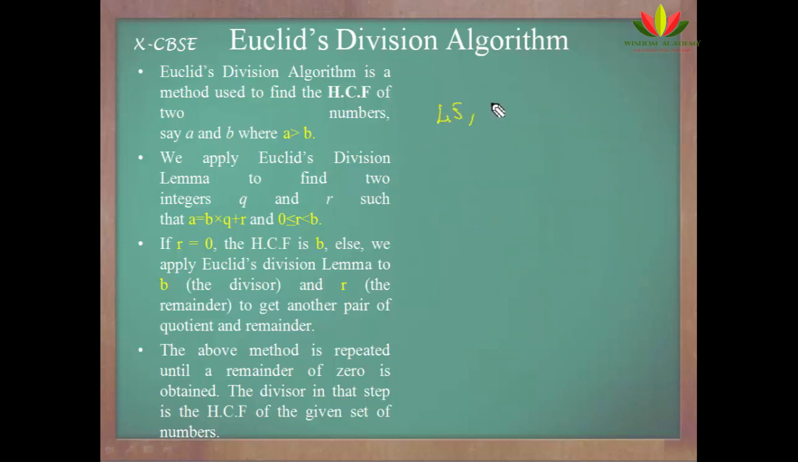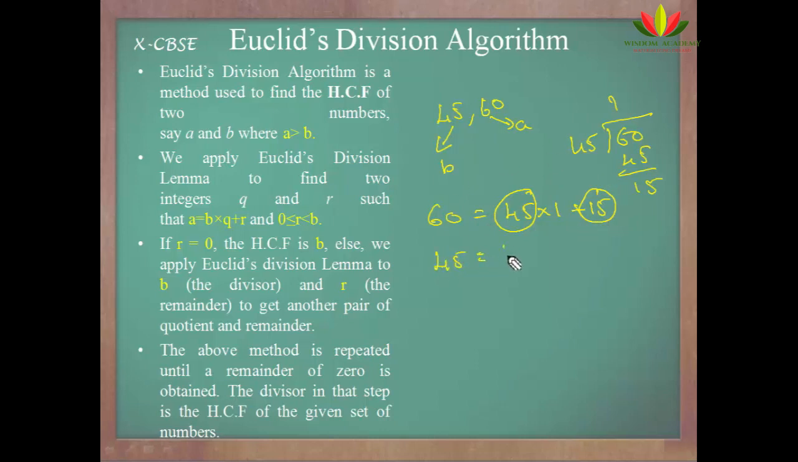Take 45 and 60. If I take these two numbers to find the HCF, what will be my A? The largest number is A, so 60 is A, and the smallest number will be 45, so it is B. So now I will try to divide this number. 45 ones are 45, so the remainder will be 15. So I can express 60 is equal to 45 into 1 plus 15. Now I am checking my remainder. Remainder is not 0, so I will select my divisor and my remainder for the same step next time. That is Euclid division algorithm again. So 45 is equal to 15 into 3. We can write like this, right? So my remainder became 0.